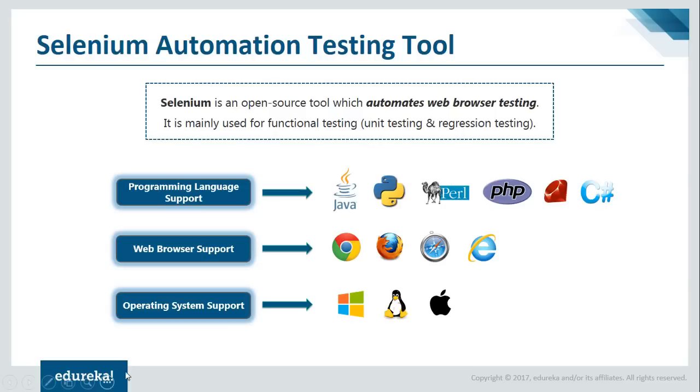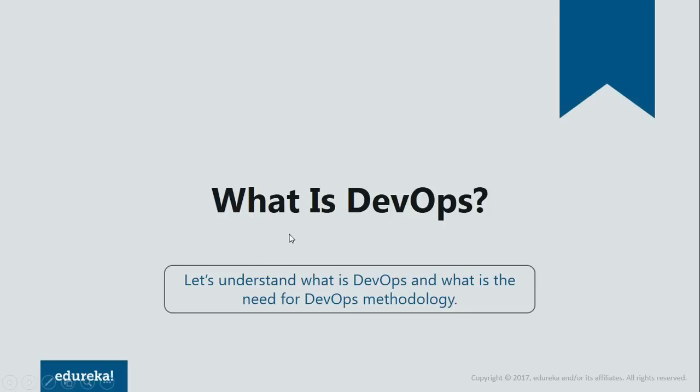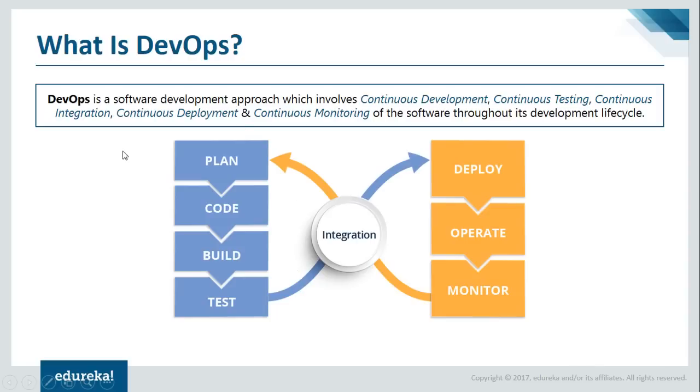Now, having said so much about Selenium, let's see what is DevOps and see what is the need for the DevOps methodology. So DevOps is a software development approach which involves continuous development, continuous testing, continuous integration, continuous deployment, and continuous monitoring of the software throughout its development lifecycle. And in today's world, DevOps is the most effective means to develop software applications because it overcomes the limitations of agile development. And are there people here who don't know what is agile development?